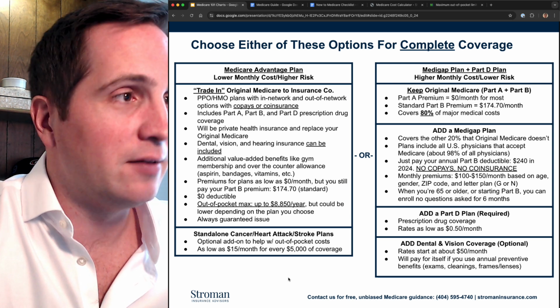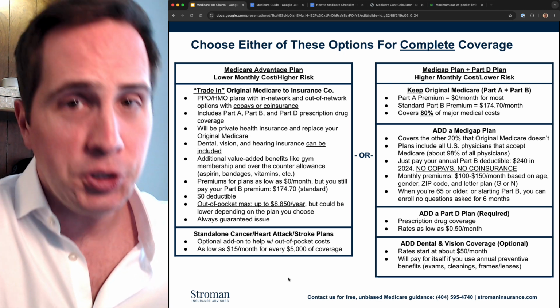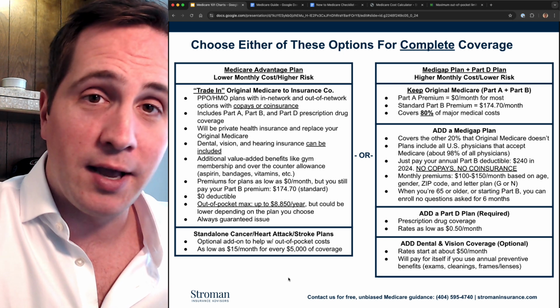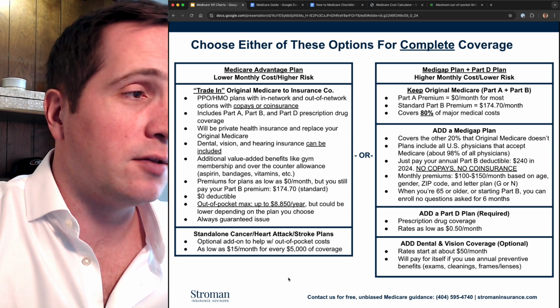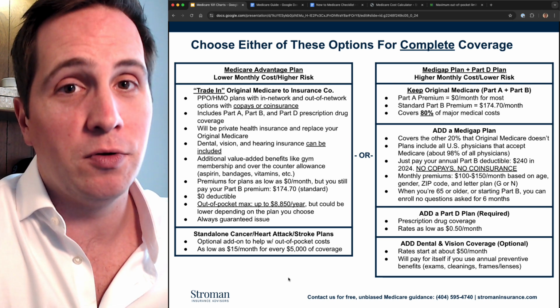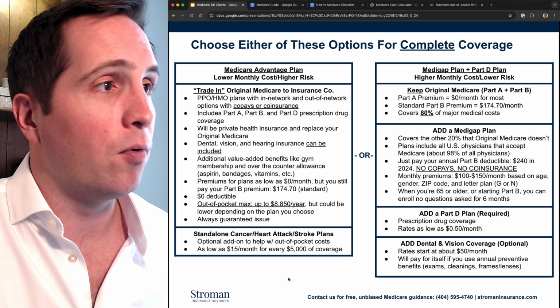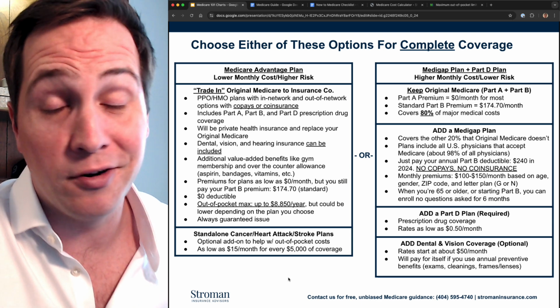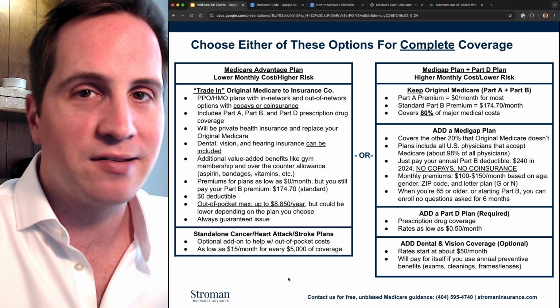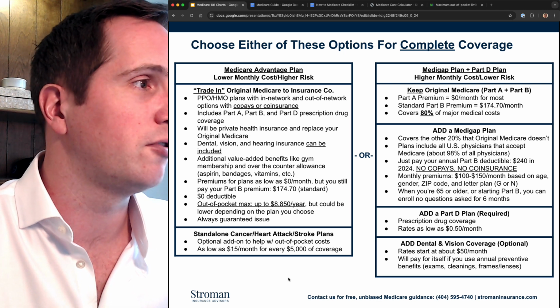With PPO plans, just as a refresher, you can go out of network and the plan will still pay, but it's going to be a lot more expensive for you. It's not going to pay nearly as much as if you stay in network. So you got to stay in network with these plans. It's in your best interest.